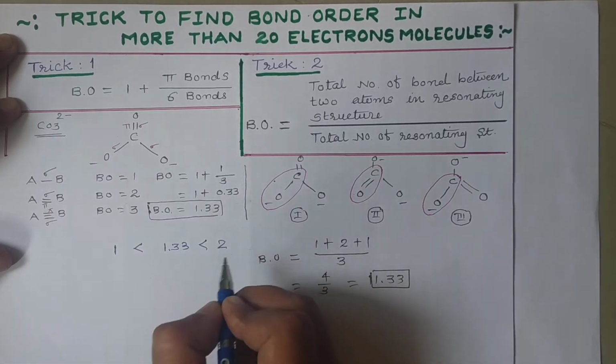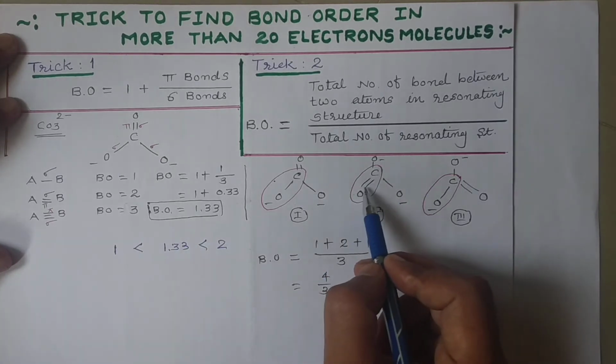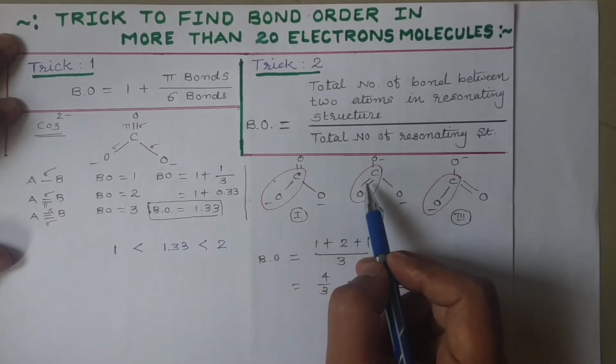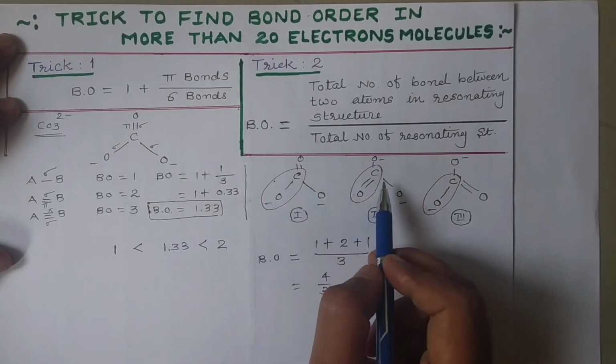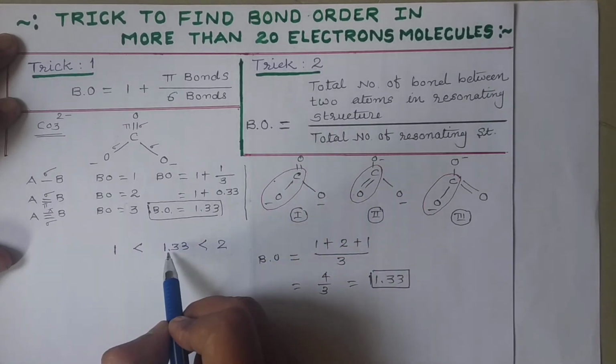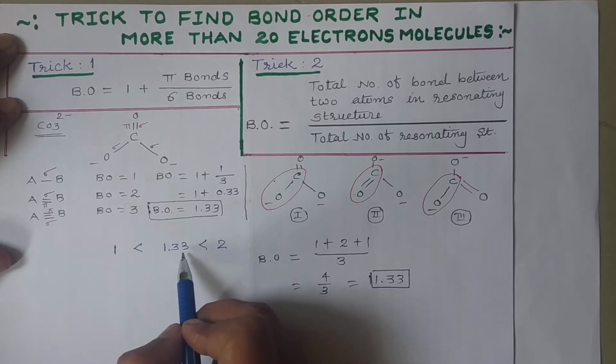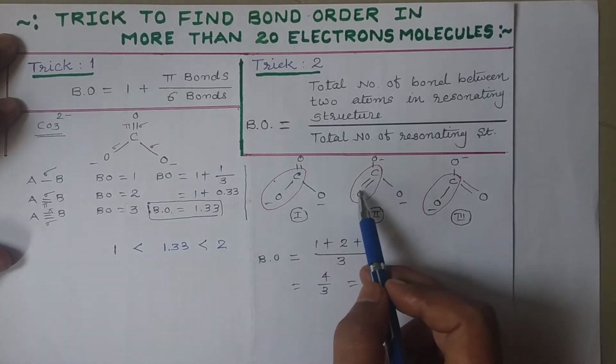So this bond order is 1.33, greater than 1 and less than 2. So we can say that this C double bond O is a partial double bond. It is converted into single bond and double bond. So the bond order 1.33 is between 1 and 2. 1.33 is greater than 1 and 1.33 is less than 2. So we can say that this is not exactly a double bond.